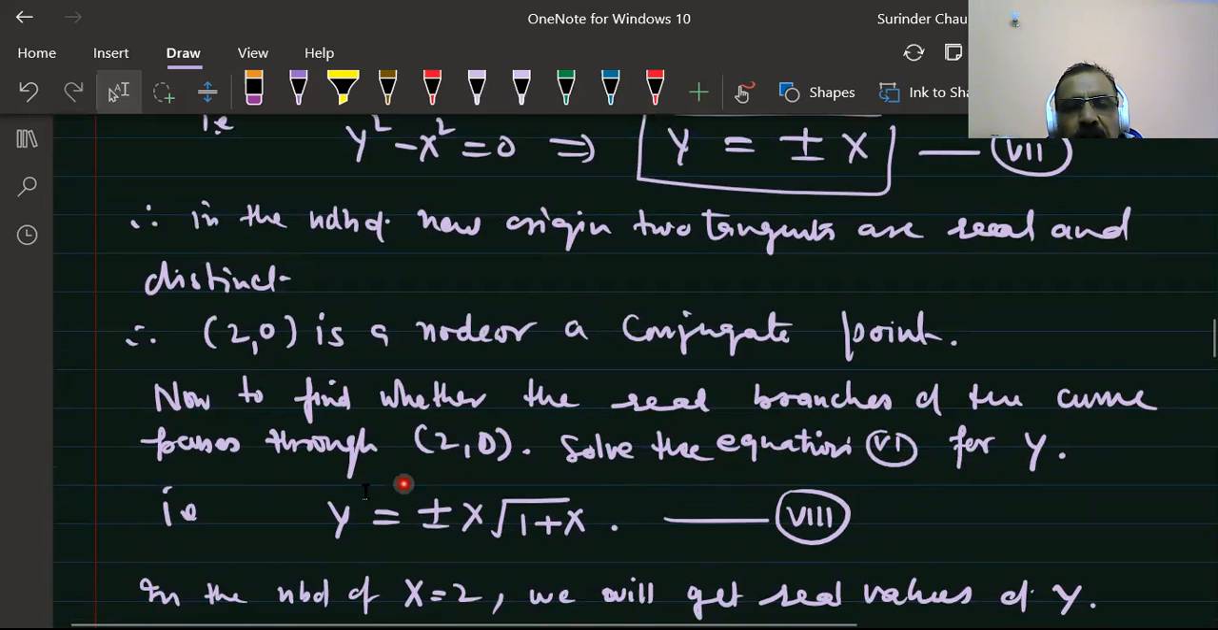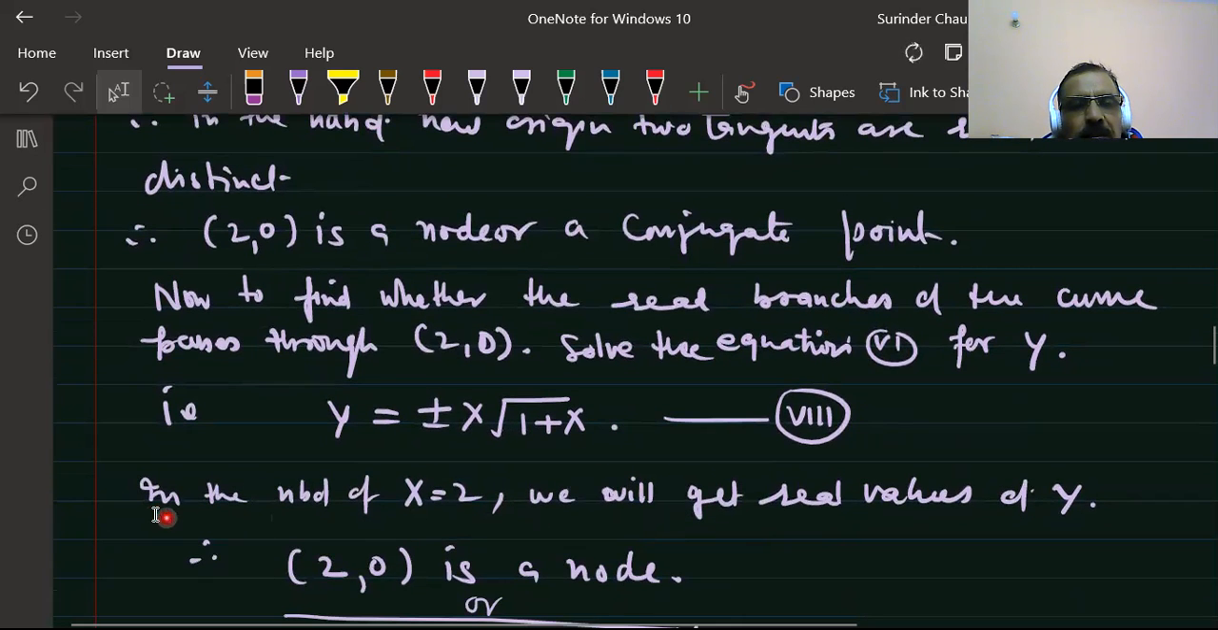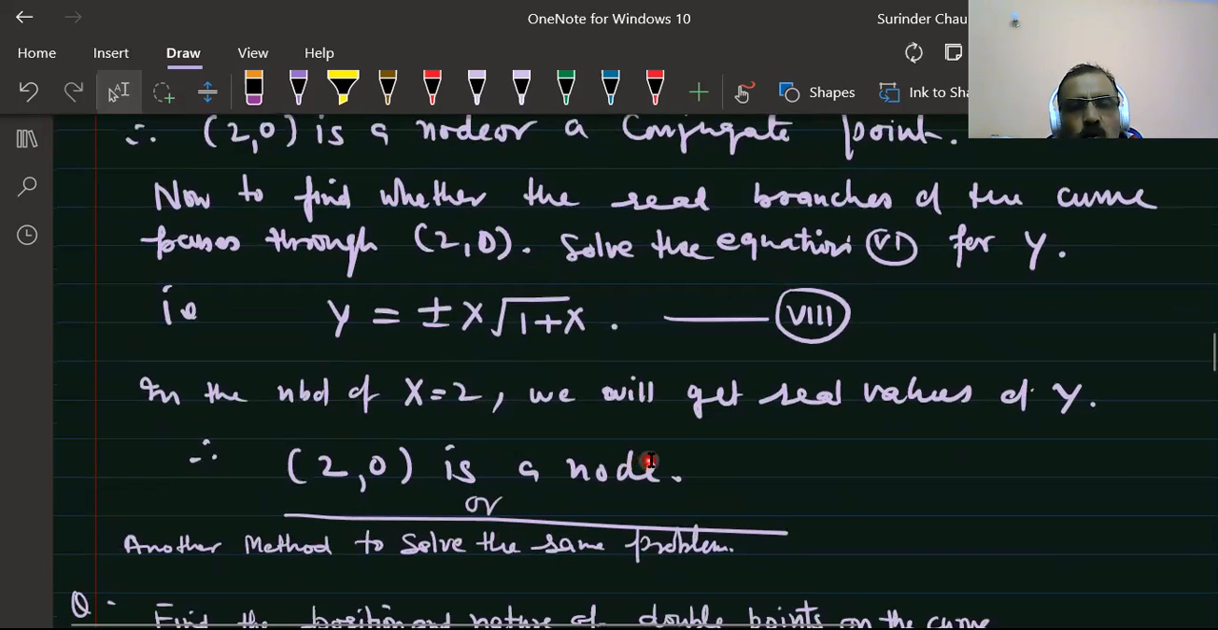for y, rejecting the terms with power of y more than 2. This equation does not have any power of y more than 2, therefore straight away we can solve for y. y is equal to plus or minus x times the root of 1 plus x. In the neighborhood of the origin, left or right, we will get a real branch of the curve, a real value of y. So this point is a node.